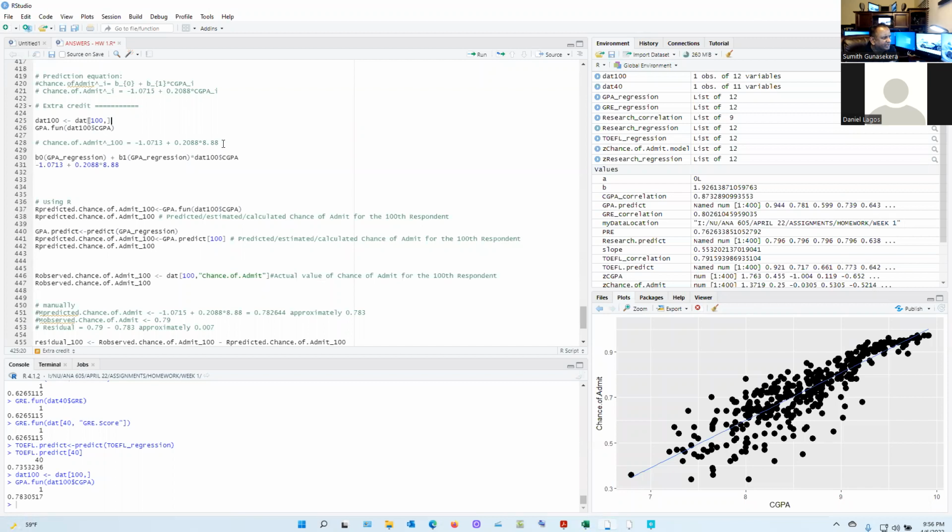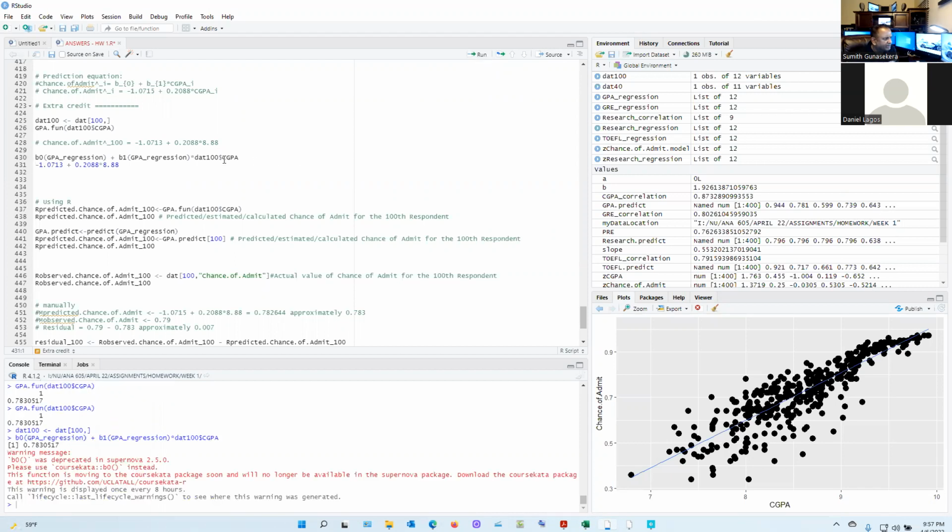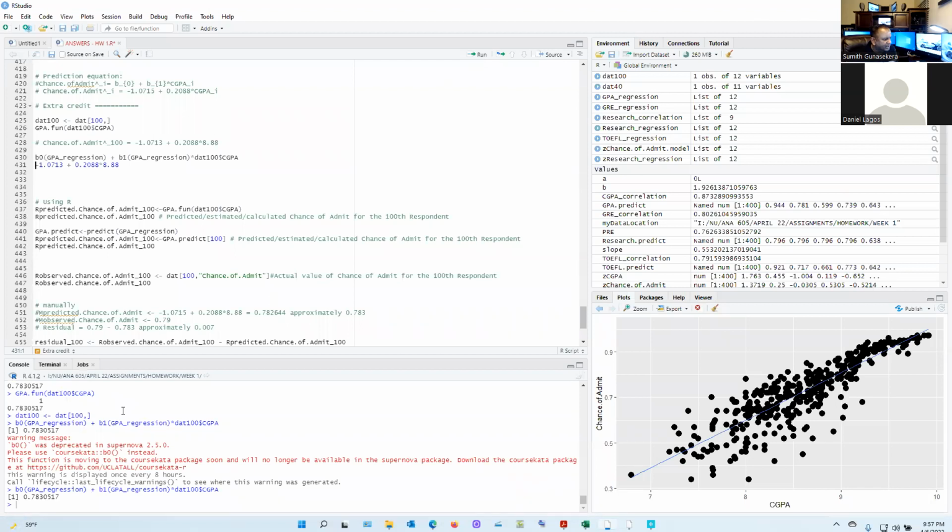If you plug into this one here, you know B naught, you know B1, you know X is CGPA. So the B naught of this one is this one. Let's run this one, 0.78. I'm going to run CGPA regression B naught plus B1 of CGPA regression times data 100 CGPA. I'm going to look into this one, 0.78. Is that right? Let me see. Yeah, they both give the same answer, right?